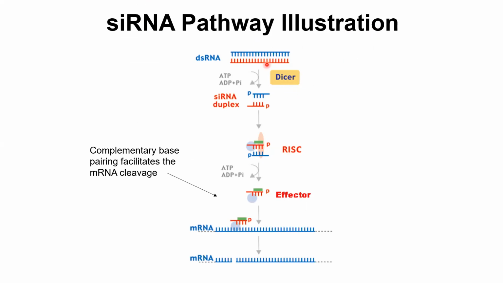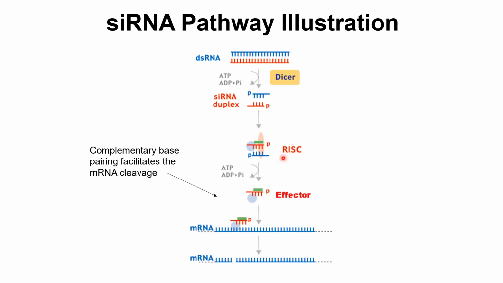It will cut this double-stranded RNA into shorter pieces. It will still be a duplex form. And when this relatively longer double-stranded RNA molecule is cut into shorter pieces, it will be recognized by a complex which is known as RISC complex.